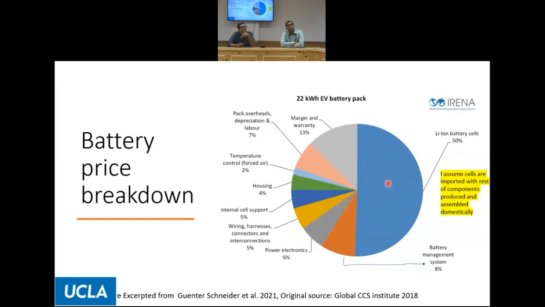In India, we don't make the cells. With Make in India, the production linked incentive scheme, the Atmanirbhar schemes, all are trying to make that 50% be made in India. But right now it's imported. All we do is the remaining, so we do a substantial value addition domestically. It's like 50% that we are actually adding domestically right now.